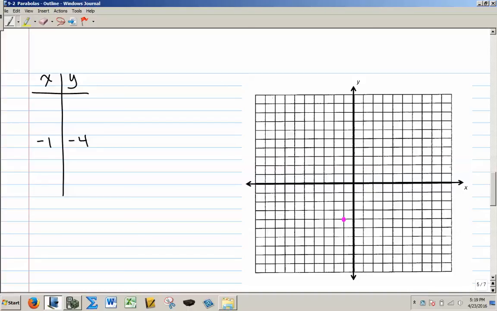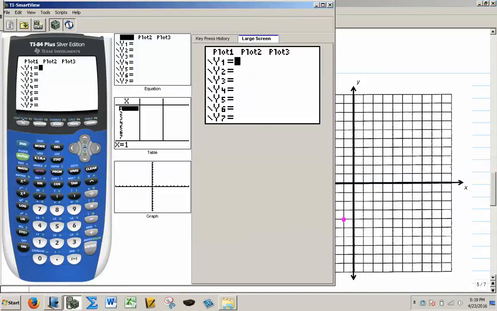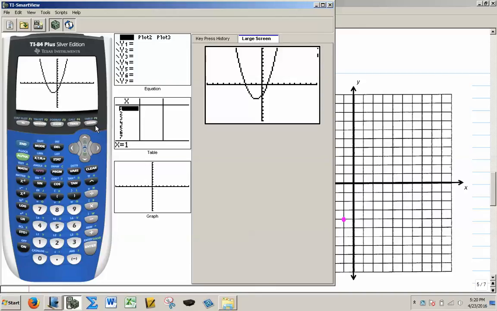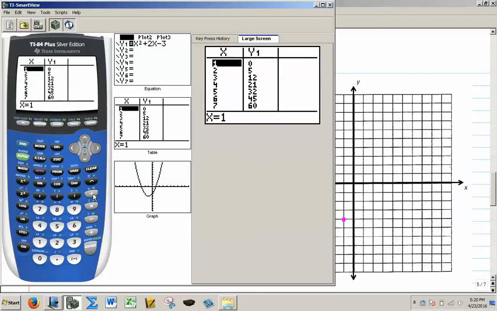And I'll use my calculator to help me do the rest of the work here. So I'm going to put this in. I can either put this in standard form or in general form. I think it's going to look easier if I do it as x squared plus 2x minus 3 and graph that. And that makes sense. It looks like my vertex is at the point (-1, -4). So I will use my table function and do two values smaller than -1. So I'll start with -3, -2, -1 for my vertex, and then 0 and 1.